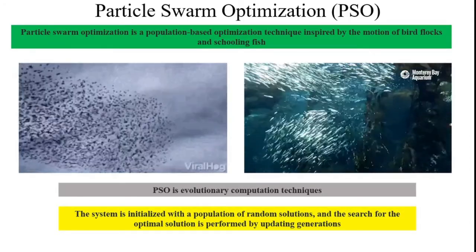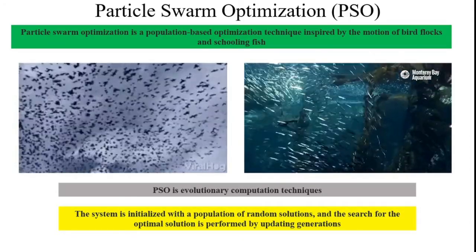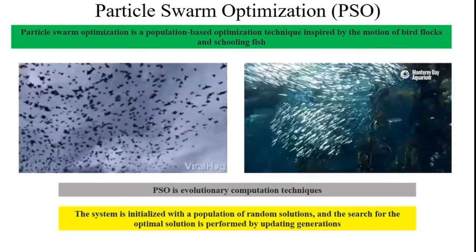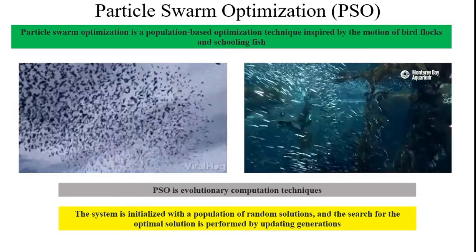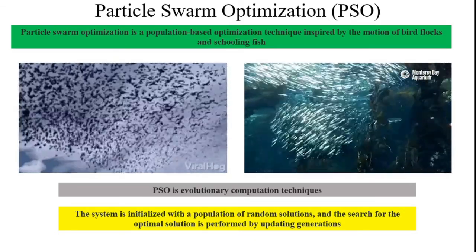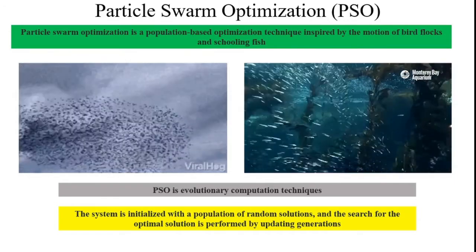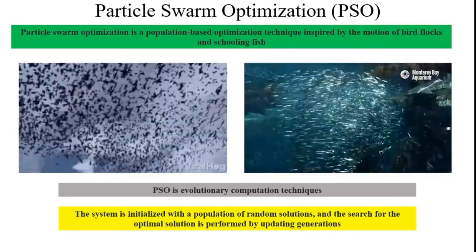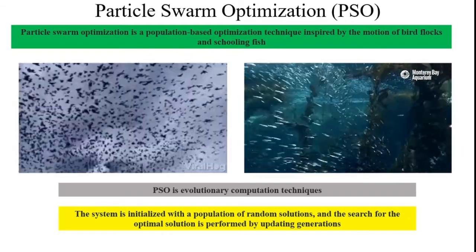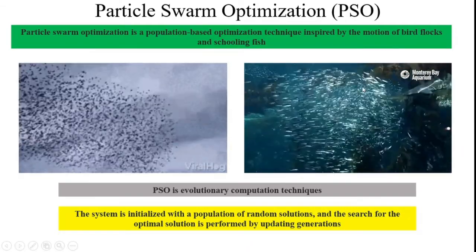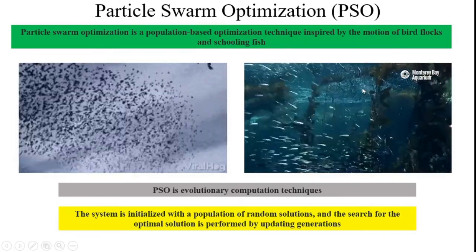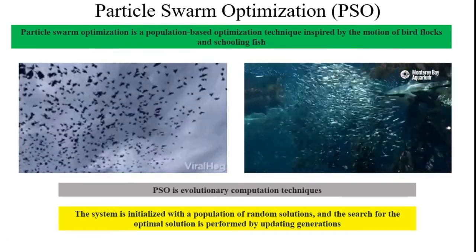PSO is also one of the evolutionary computation techniques. The system is initialized with a population of random solutions and the search for the optimal solution is performed by updating generations. It also follows a number of iterations for identifying the best solution. Here you see the shark, after getting convergence with this objective, moves to another place.